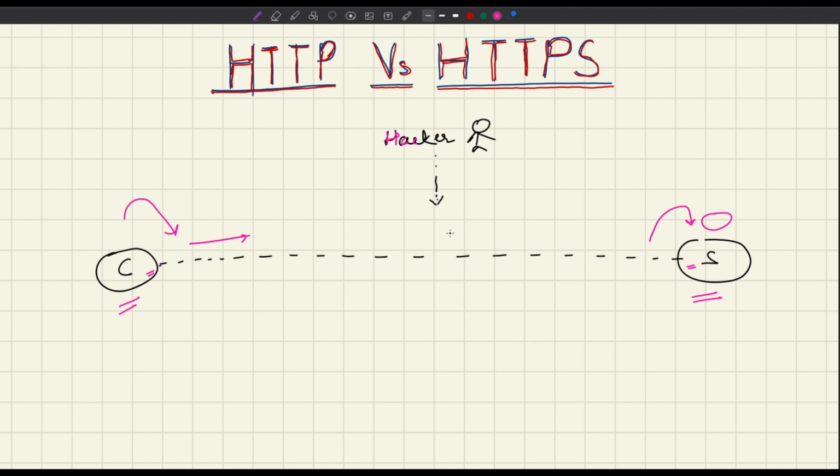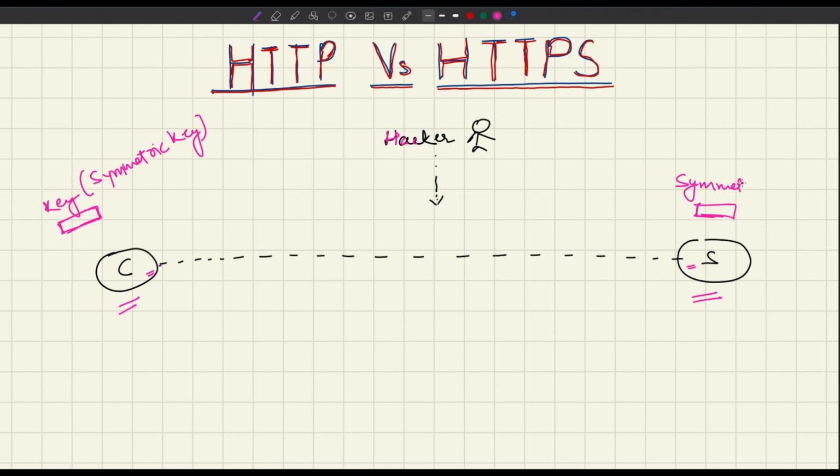But encryption and decryption is going to happen using a key. So there is a key that's used for encrypting and decrypting data, and this is also called a symmetric key. Why symmetric? Because the same key has to be made available to the server as well. Same key. So what will happen? The same key is used to encrypt the data, and the same key will be used by the server to decrypt.